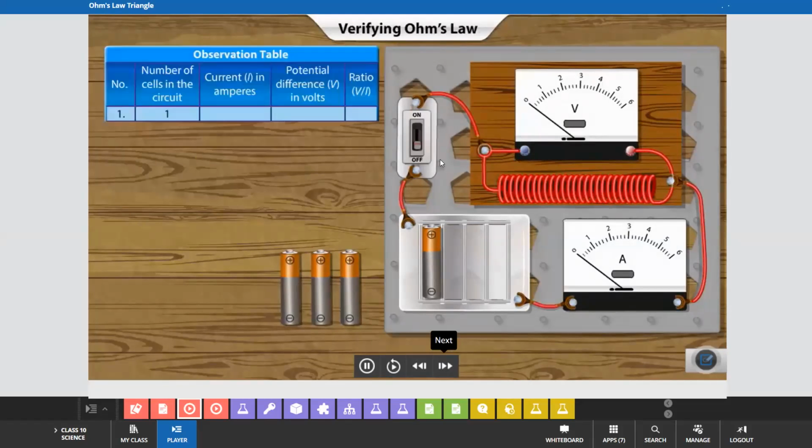Click the switch to turn it on. See how the pointers of the ammeter and the voltmeter moved. Note down these readings in the observation table. Vary the voltage of the circuit to see how the current reacts. Drag another cell to the circuit.